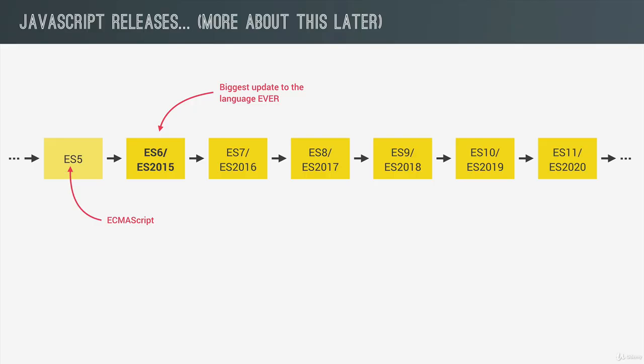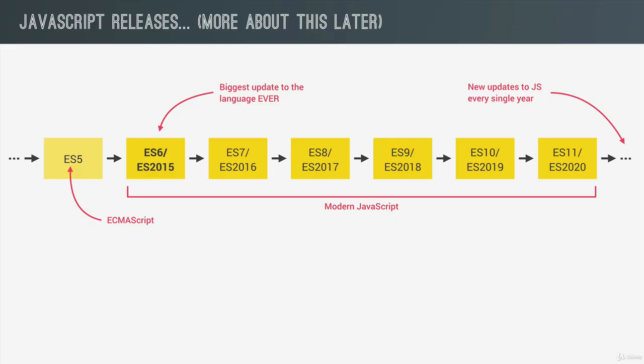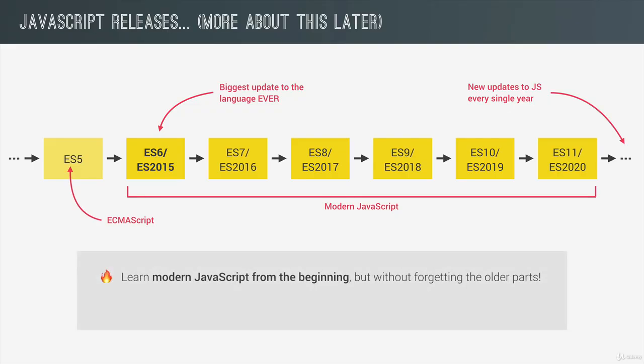Now, after ES 2015, there is now a yearly new release with a couple new JavaScript features. All of these new releases or versions, starting from ES 2015, is what we call modern JavaScript. But why am I telling you all this? Well, it's simply because in this course, I'm going to teach you modern JavaScript right from the beginning. And I wanted to make that very clear right from the start. However, I'm also convinced that you need to understand what came before ES 2015, so ES5. And so I will also show you what's important of ES5. The reason for that is in a complete video about JavaScript releases at the end of this section.